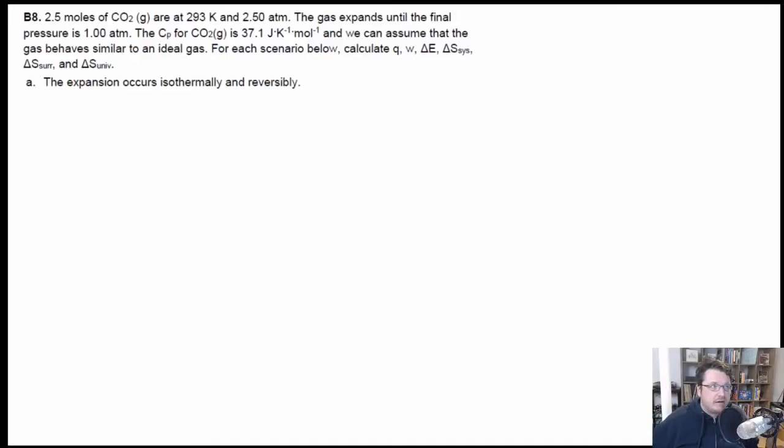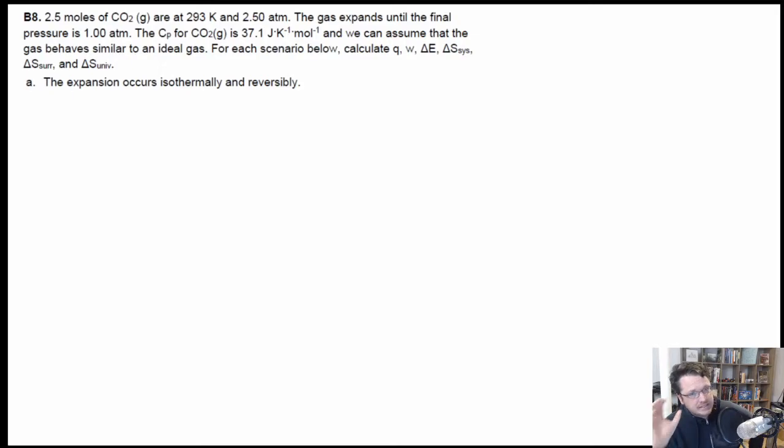Let me just go straight into it. So we have B8. This was a problem looking at the expansion of CO2 under a few different conditions. One is isothermally and reversibly, one is isothermally and irreversibly, and then one is adiabatic and reversibly. So that way, there are different equations that you use.